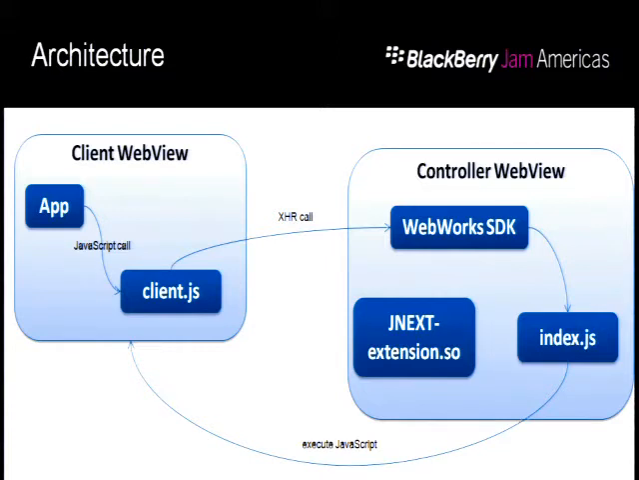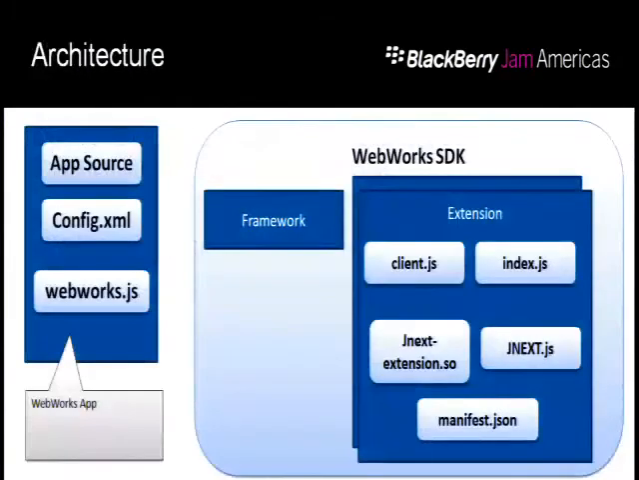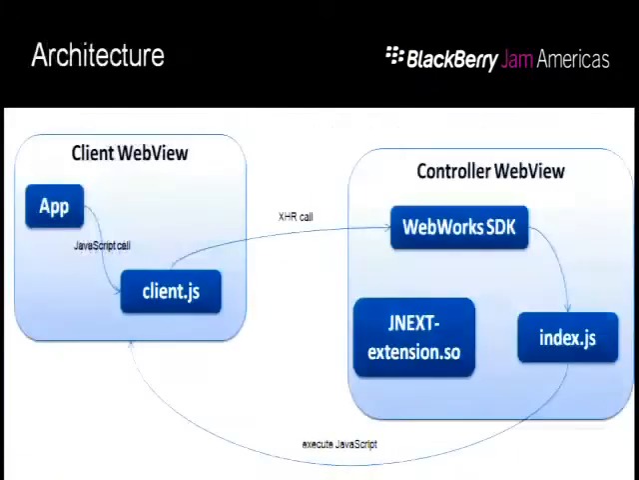So you have the client web view. The client web view is where your app runs, right? You have the client.js file. If you go back to the previous slide, every extension has a client.js file, right? All those client.js files run in the client web view, right? A client web view is nothing but an instance of what you might think of as the browser, an instance where you can run HTML and JavaScript code.